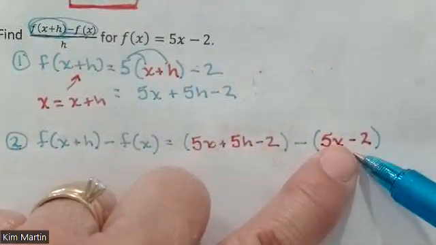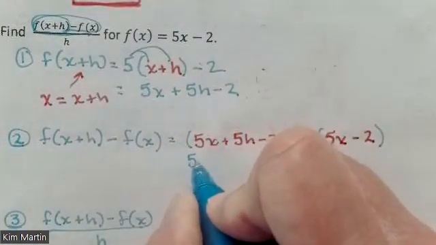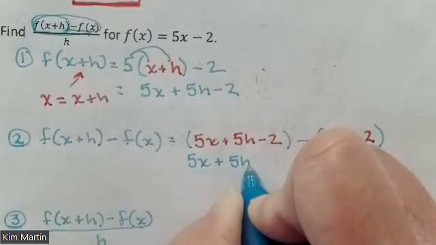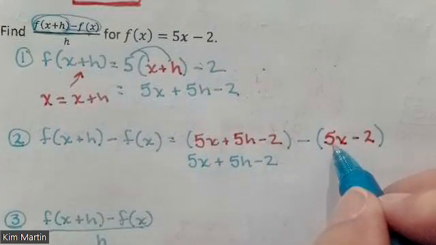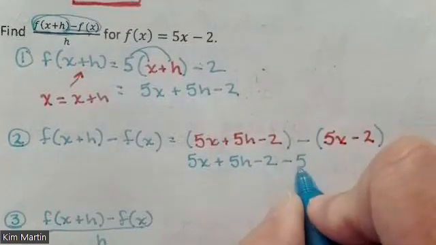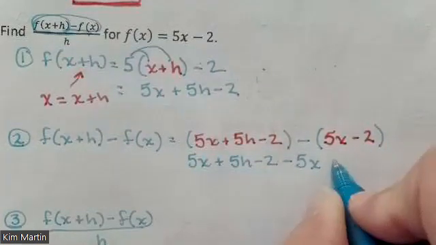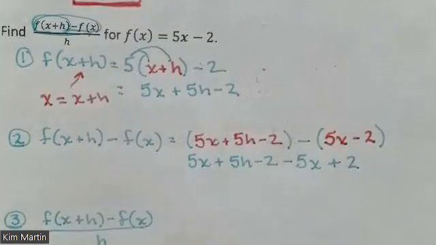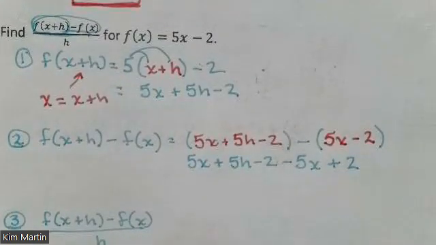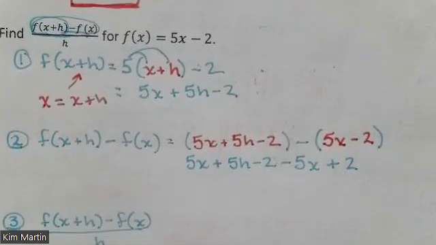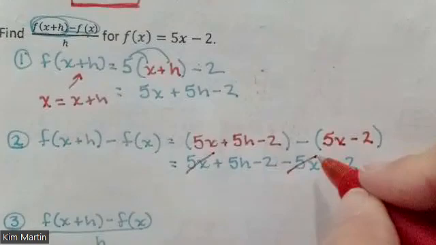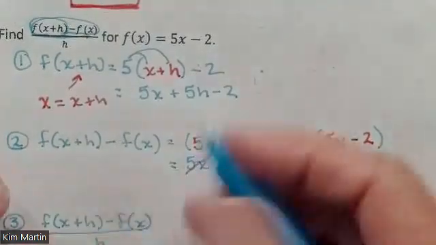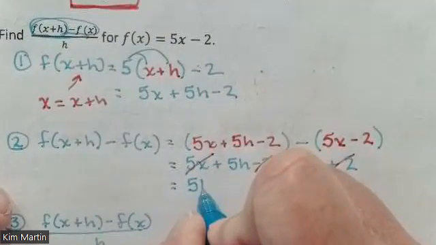Be careful, because what happens to our signs after that minus sign? This 5x becomes negative. Some of you are missing that part. This -2 becomes a +2. For some reason, you get that, but you miss that original 5x's minus. Now watch what happens. This is the part I like because things start canceling out. Your 5x's cancel and your 2's cancel. So in this particular problem, all we have is 5h.